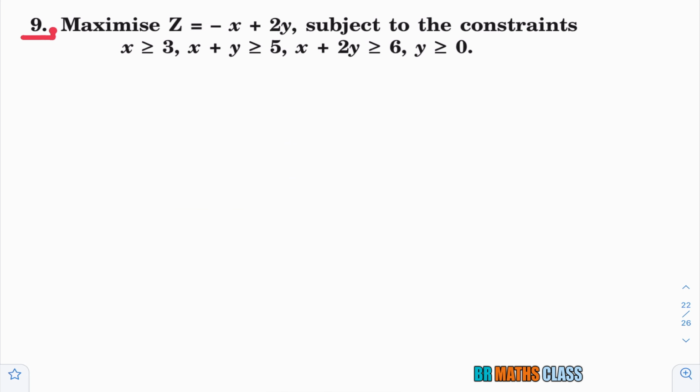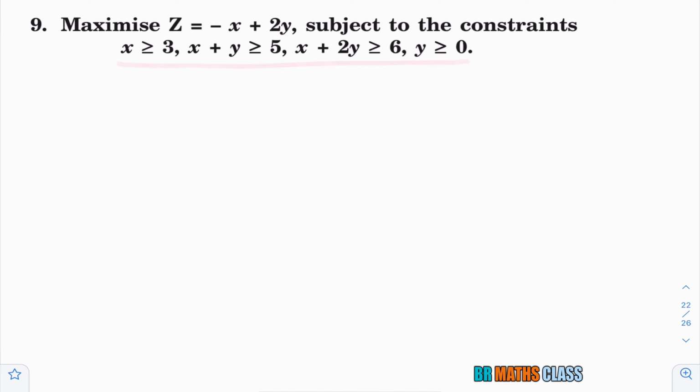Observe question number 9. This is one of the interesting questions in this exercise. Observe what they are asking: maximize this linear function. This is the objective function, right? We need to maximize this objective function by using these constraints.